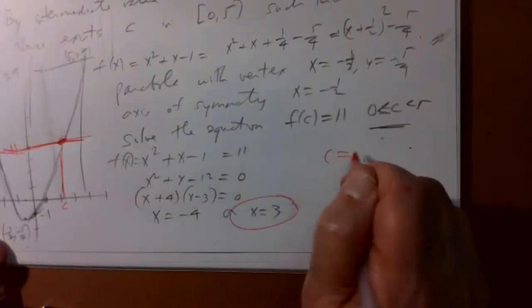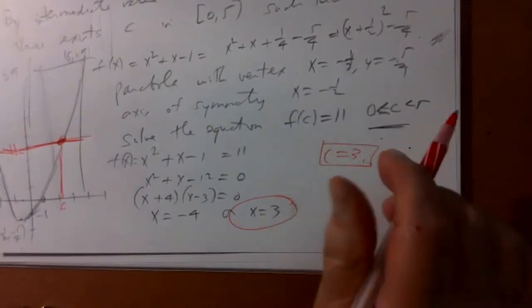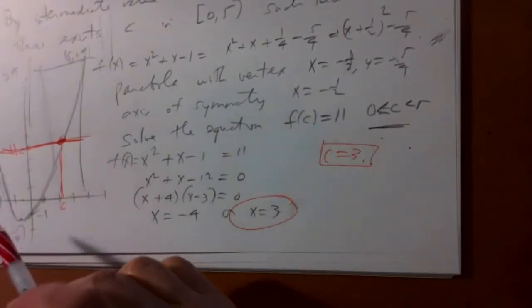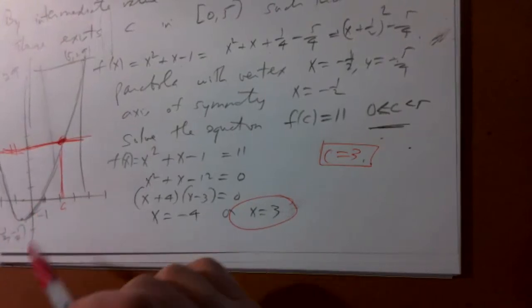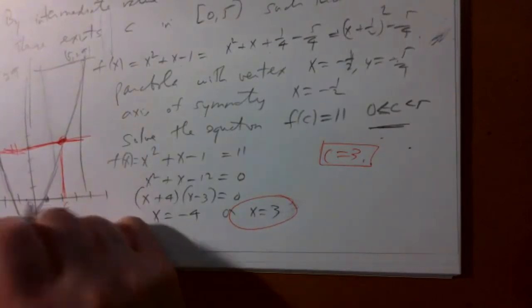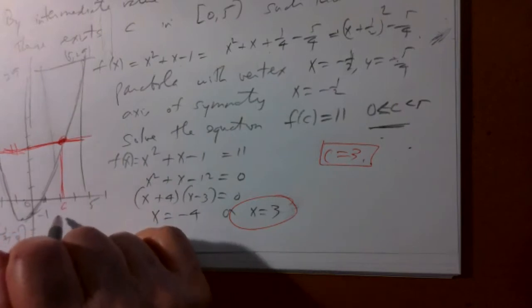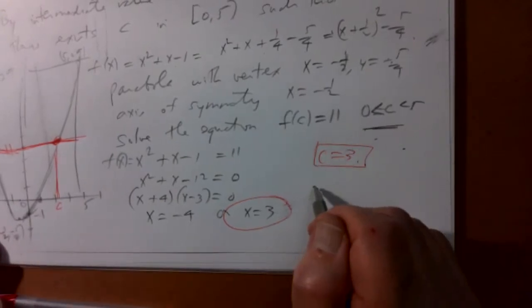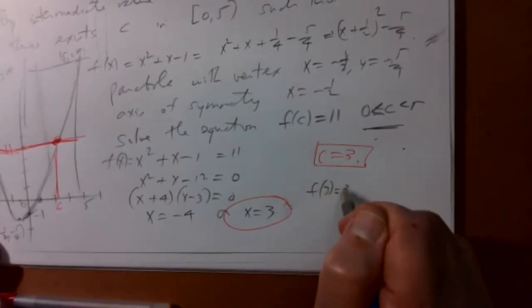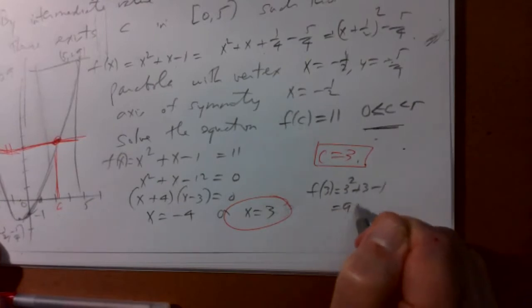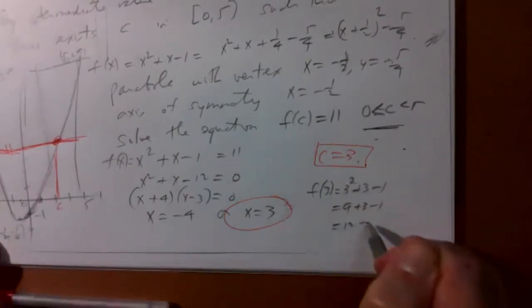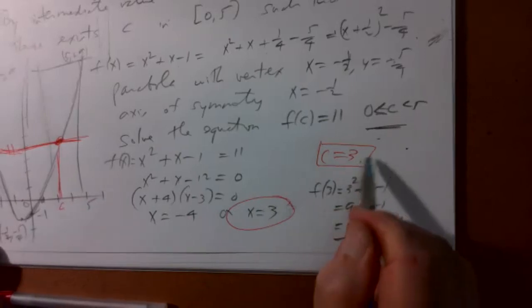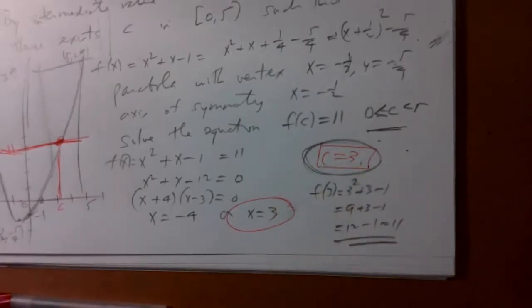So the solution is c is equal to 3. The intermediate value theorem says there's a point between 0 and 5 on the x-axis, a point c where f of c is equal to 11. And let's just check. What is f of 3? 3 squared plus 3 minus 1, 9 plus 3 minus 1, 12 minus 1, 11. So it works. That's the answer.